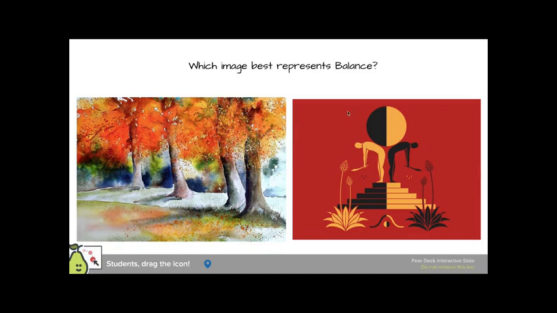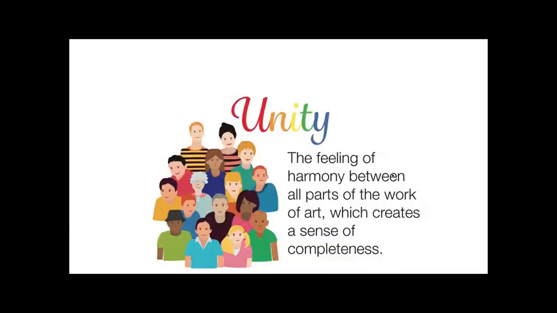So yes, a lot of people are circling around the right-hand image that represents balance. These are evenly distributed on both sides of the image because they are symmetrical. It's the same thing that you see on both sides. That would equate to balance. They are balanced. All right, next we have unity.